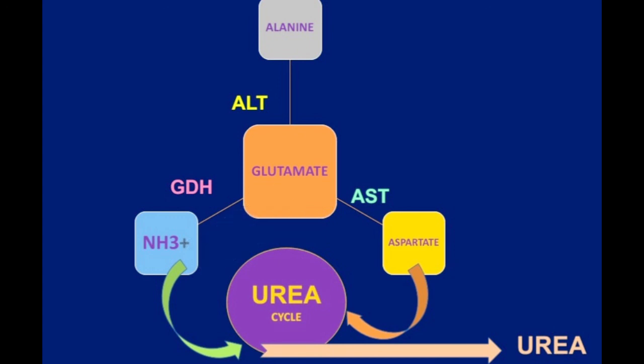Through the AST reaction, glutamate can provide the second molecule, aspartate, that can enter the urea cycle. The latter two nitrogen sources, ammonia and aspartate, are the only two forms of nitrogen that can enter the urea cycle.